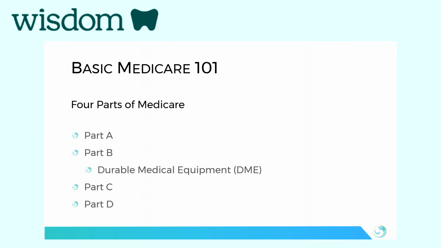Then we have Part C. Part C applies to dentistry. Part C is your Medicare Advantage plans. And we'll talk about Medicare Advantage towards the end of the presentation. Part D, a dentist will never enroll as a Part D provider nor file claims to Part D. This is the patient's prescription drug program, and a pharmacy is going to enroll and file as Part D.